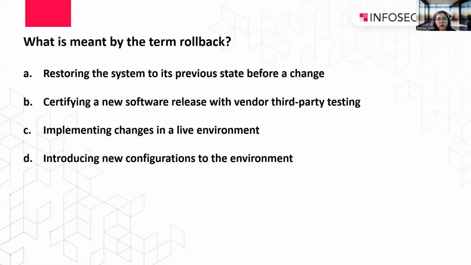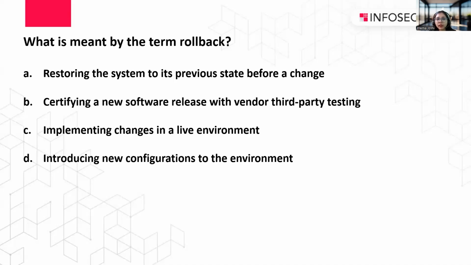We have next question, which says, what is meant by the term rollback? Rollback is a process, right, of undoing the recent changes. Whatever recent changes you have made in a system application, you can undo it, right? Means you can change the things or update that cause unexpected issues. So you go back to your previous state. That is rollback. So here option says restoring the system to its previous state before a change.